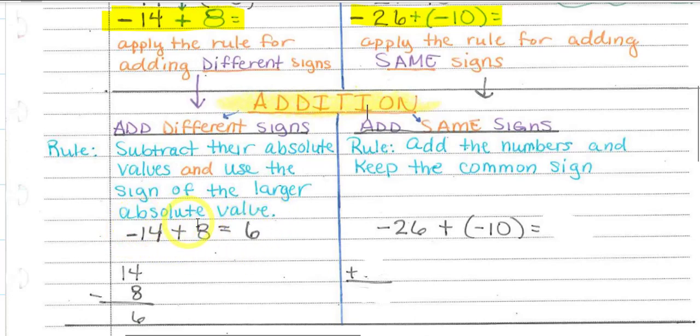But because they're different signs, I need to decide if it's going to be positive like the 8 or negative like the 14. Well, if you look here, it says that we use the sign of the larger absolute value. Negative 14 has a larger absolute value of 14 than 8. And since the 14 is negative, my answer will also be negative.